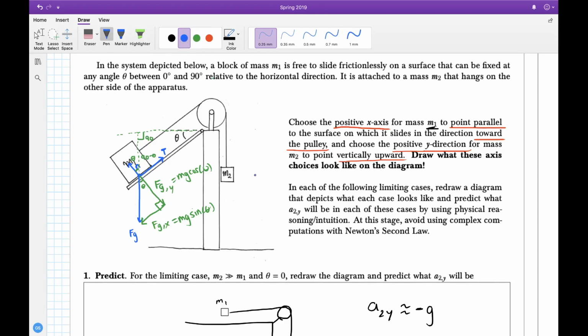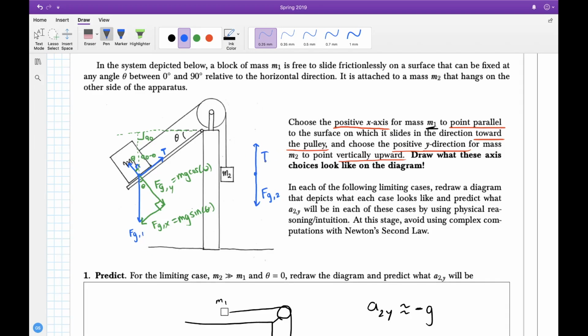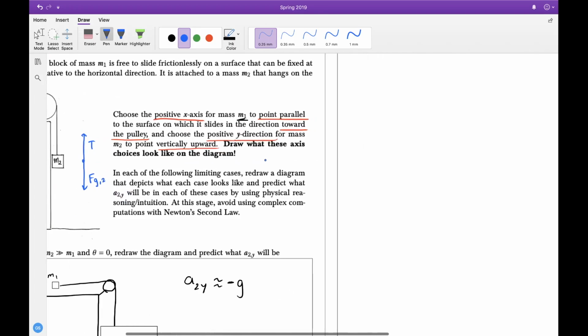Now let's go ahead and draw the free body diagram for M2. So for M2, it's actually quite easy. We only have two forces acting on this. We have the tension pulling it up, so force of tension T, and we have gravity pulling it down, so Fg, I guess on 2. I guess I can write over here on 1. Okay, so we have those two forces. Now let's go ahead and just write them down as they are.